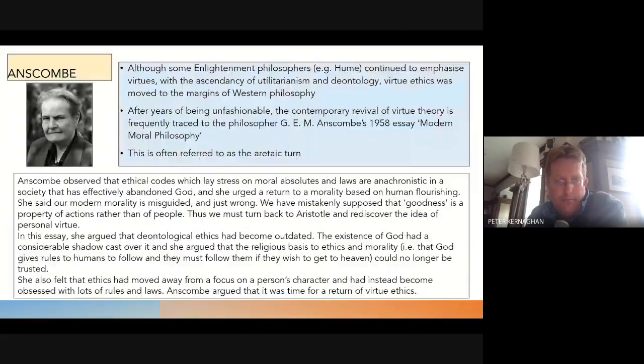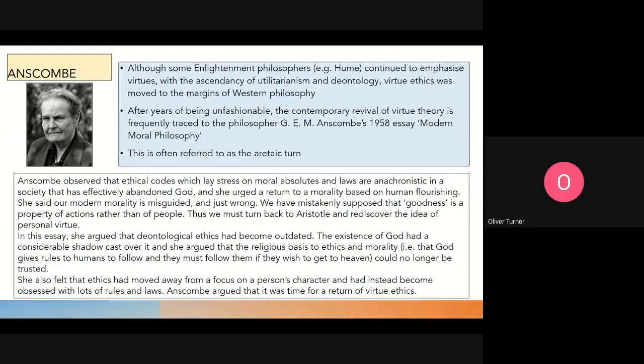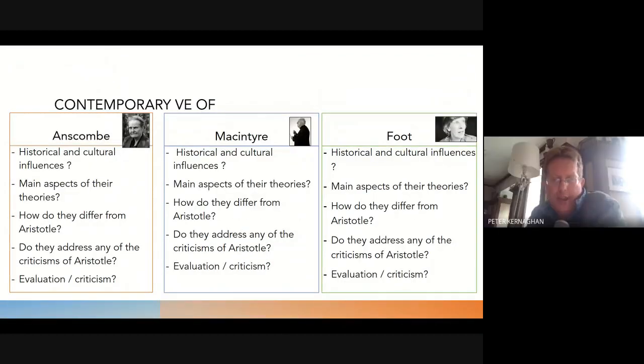Okay, so let's start with Anscombe. A little bit of history here. So in 1958, Elizabeth... You can go back to the previous one so I can see the different things. So it's history and sort of context, first of all. So history and cultural influence. An outline of the particulars of their theory. How do they differ from Aristotle? Do they engage with the criticisms of Aristotle? And what are their strengths and weaknesses?